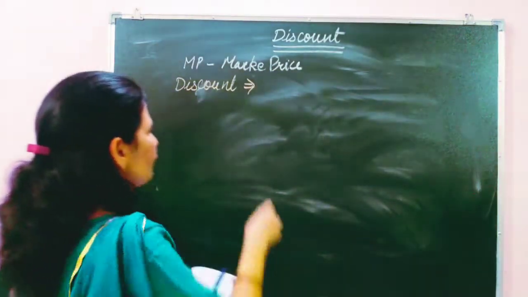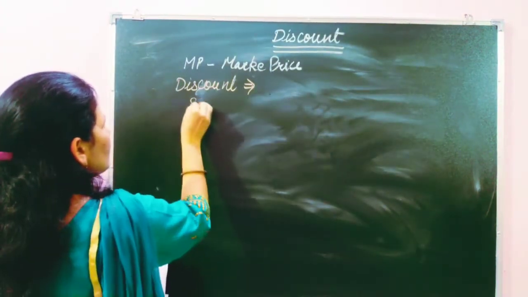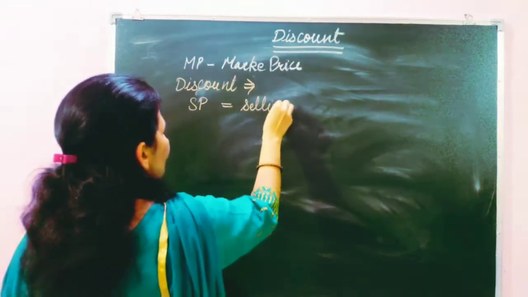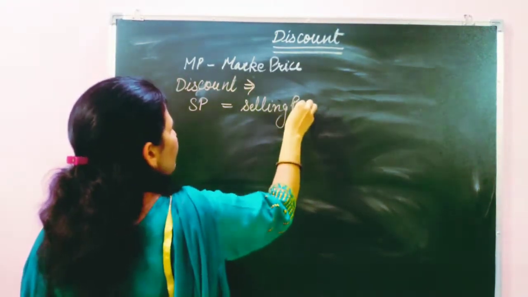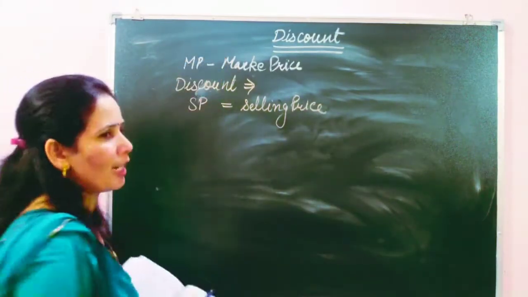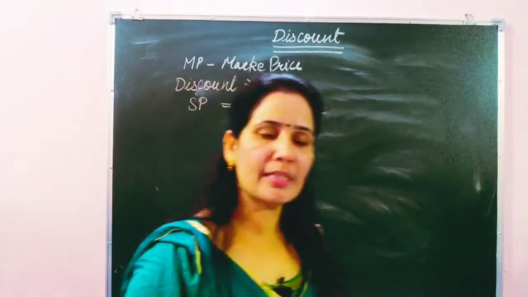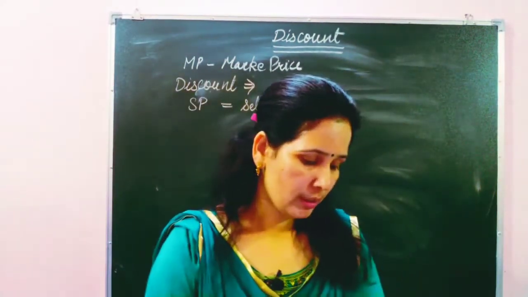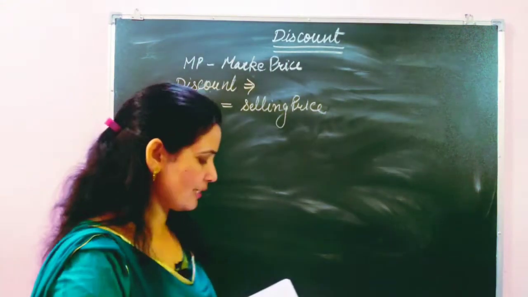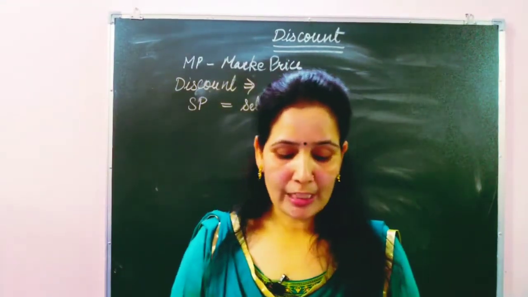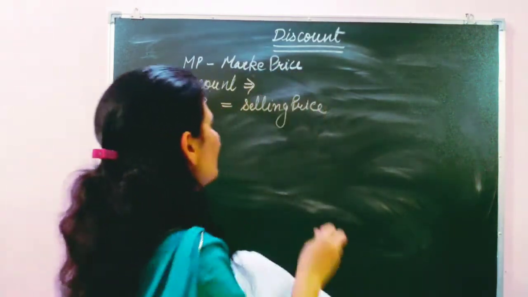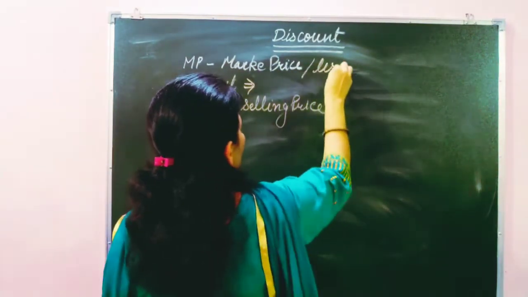And after discount, whatever price we get, that is the selling price. Selling price, as we know very well. And students, always discount is calculated on marked price, and the percentage of discount is also calculated on marked price. So the marked price, the price attached to every article in a shop, is called marked price or list price. What is the another name of this one? List price.